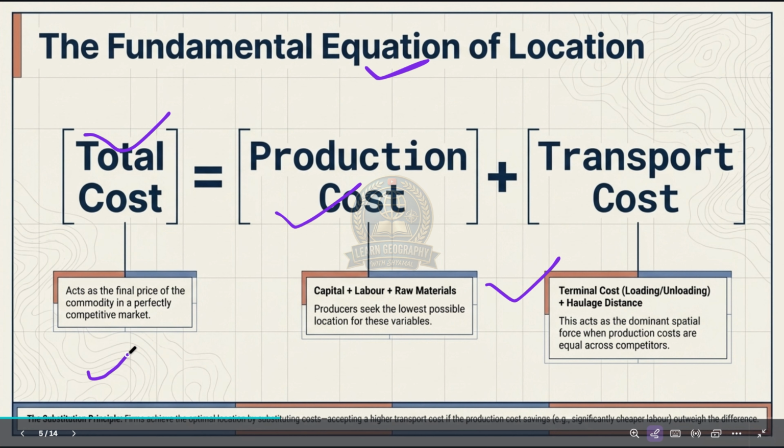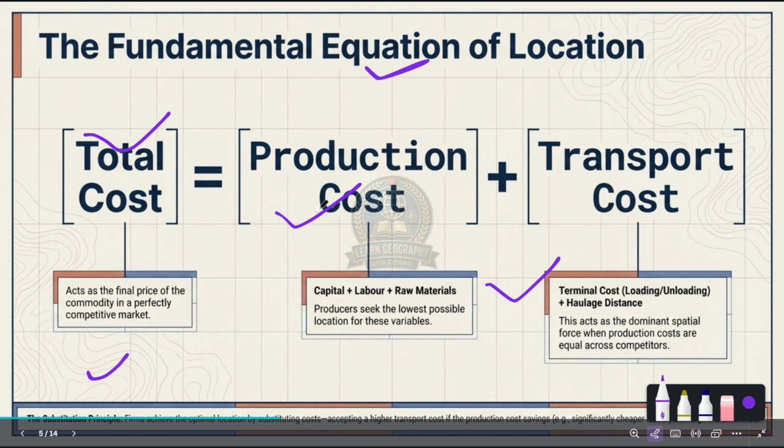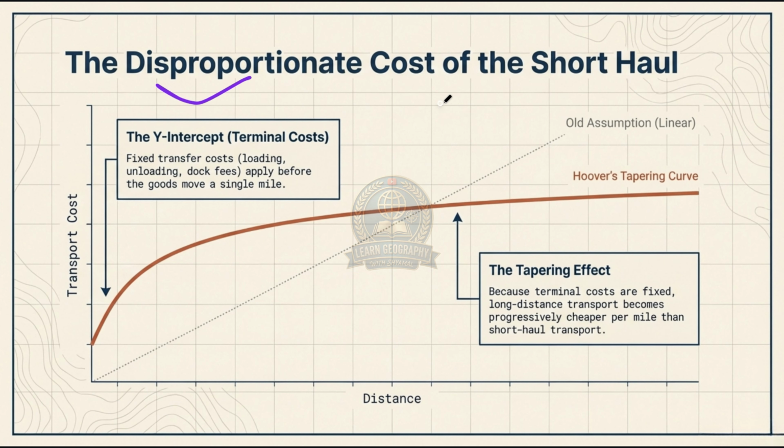Okay, the substitution principle of the industrial location theory provided by Hoover: firms achieve the optimal location by substituting cost, accepting a higher transport cost if the production cost savings, for example significantly cheaper labor, outweigh the difference. Okay, this is the mathematical equation of his theory. Now the disproportionate cost of the short haul, the y-intercept: fixed terminal cost, loading, unloading and dock fees apply before the goods move a single mile.